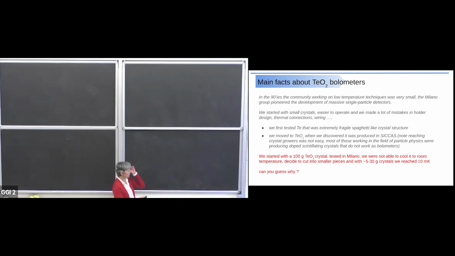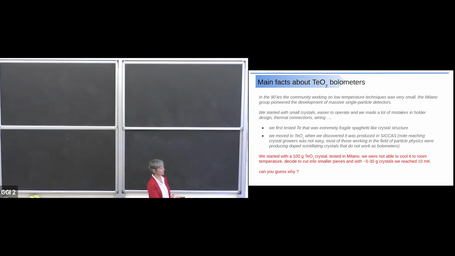And then we started with tellurium, that is a semiconductor, but tellurium crystal has a structure that is called the spaghetti structure. So they have a very strong bonding in one direction, but not in the others. And that means that once you cool it down, when you warm the cryostat, you discover that you have pieces of crystal and no more crystal. So we were able to operate a bolometer only once, but with very bad results.